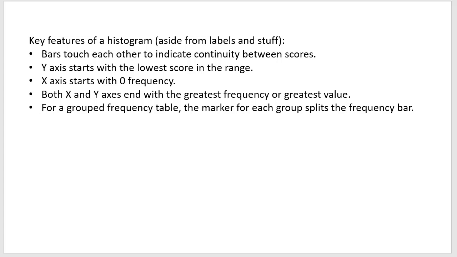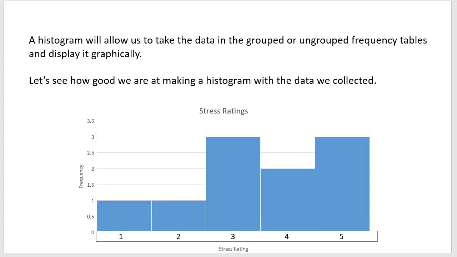So let's take a look and see what that looks like. So this is our stress rating example. And what we do is a histogram allows us to take that group frequency table and display it graphically. Now, this is produced by Excel, so it's going to have a little bit of extra information like the half points, which we're not honoring because we don't have half points for our stress ratings.